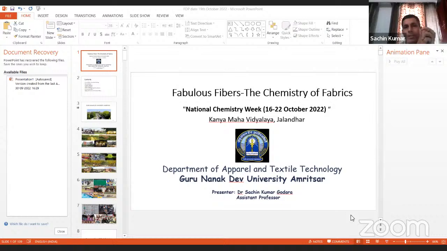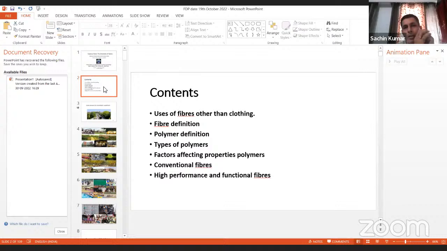So before going into details of all the fibers, I'm going to give the introduction about the contents which I am going to discuss in this presentation. So what are the uses of fibers other than clothing? Definition of fibers. Most of the fibers are made up of polymers. So I will discuss what is a polymer and the different types which are used in our fibers. Then conventional fibers, and in the end, the high performance and functional fibers which are used nowadays. Before starting this, I will give some glimpses of my university and department, and then I start the actual presentation. So I will hardly spend 2-3 minutes on that.